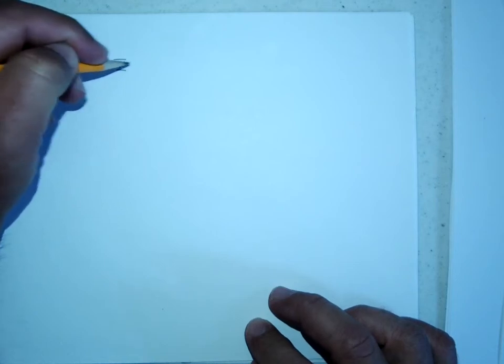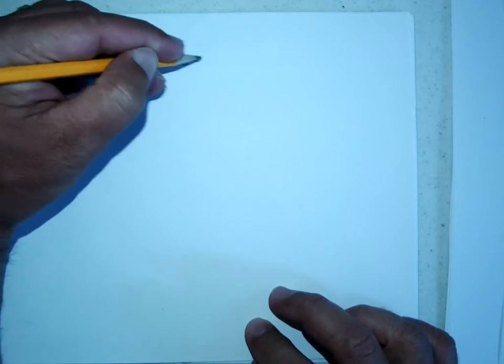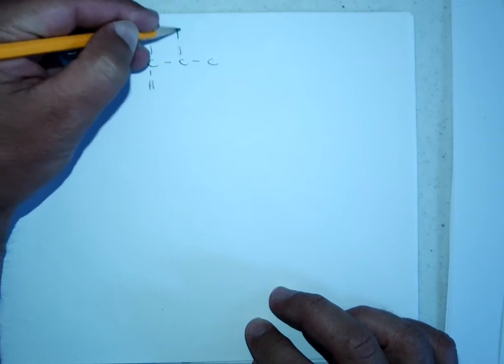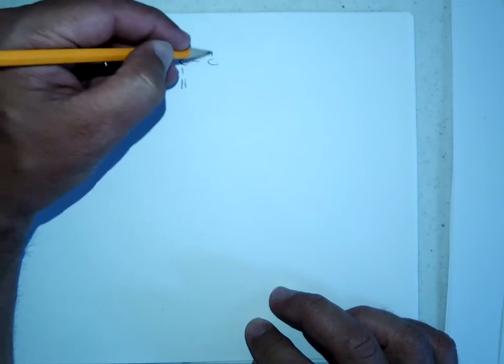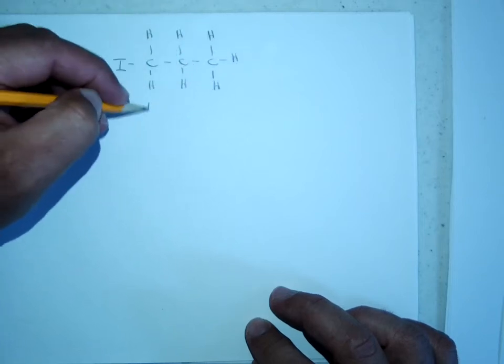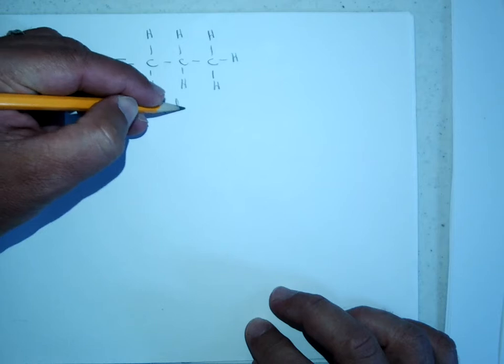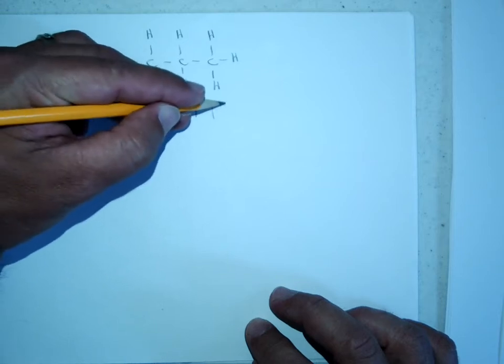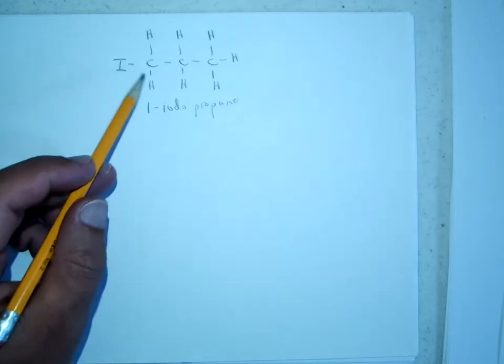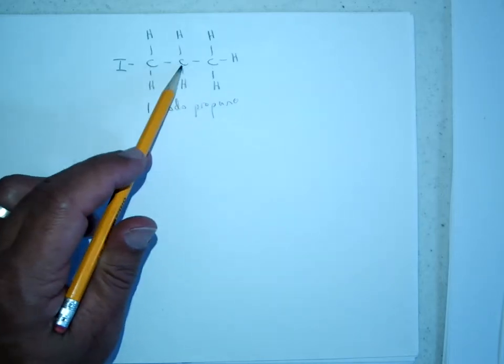Number 2 asked about iodopropane. So iodopropane is going to be 3 carbons with an iodine on carbon number 1. So 1-iodopropane. It's going to be an iodine on the first carbon and then 2 other carbons.